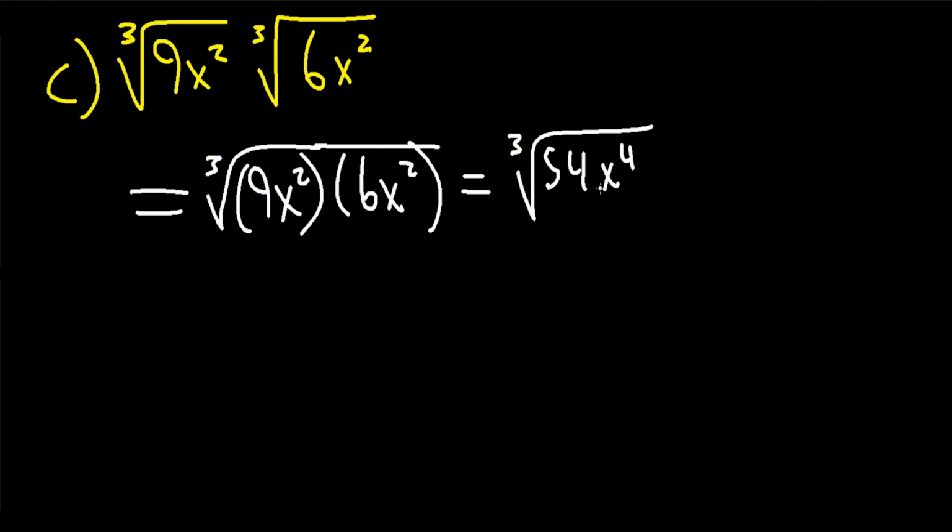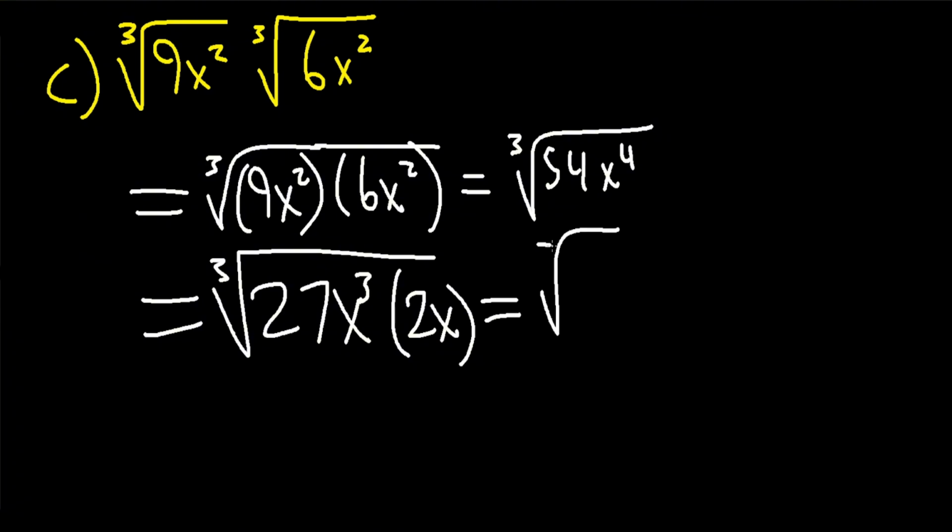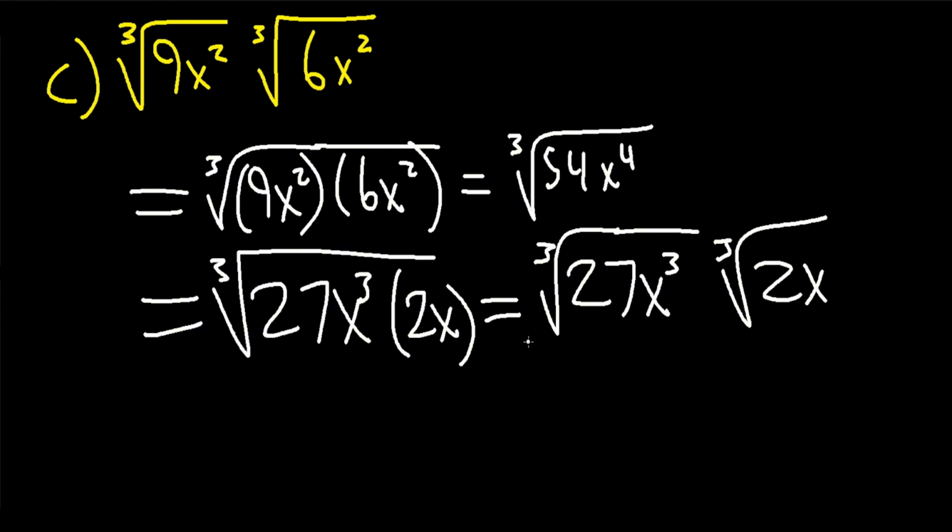Now that it's in this form, we can factorize and do some simplification. So we have the third root of 27x cubed times 2x, which equals the third root of 27x to the power of 3 multiplied by the third root of 2x. And that's given by our second property. And then our final simplification is 3x multiplied by the third root of 2x.